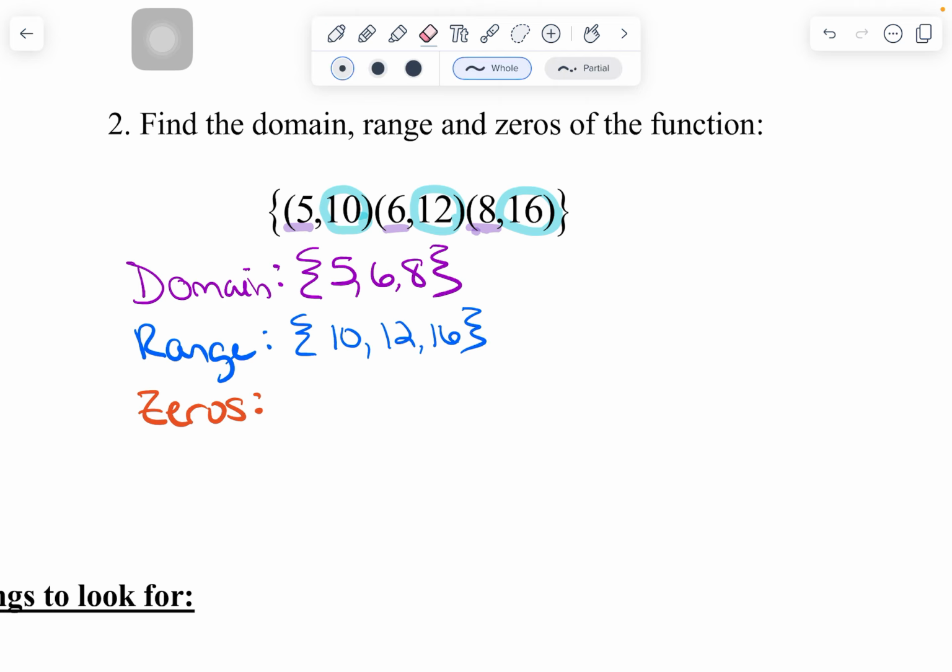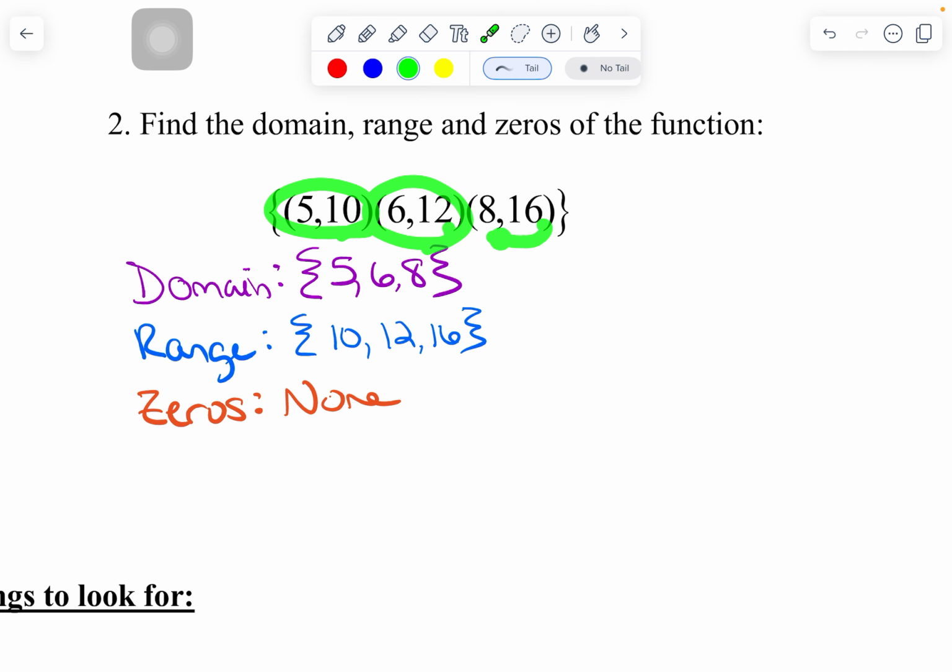So again, I'm going to go through really quickly and erase what I did for highlighting here, to make it clearer. When I look at the zeros of the function, I'm looking for when the function is equal to 0. Well, I have a 10, that's not 0. I have 12, that's not 0. And I have 16, that's not 0. So for the zeros here, I'd either put none or NA for not applicable, because based off of this function, you don't have any zeros. None of these points cross or are on the x-axis, so yeah, not helpful.